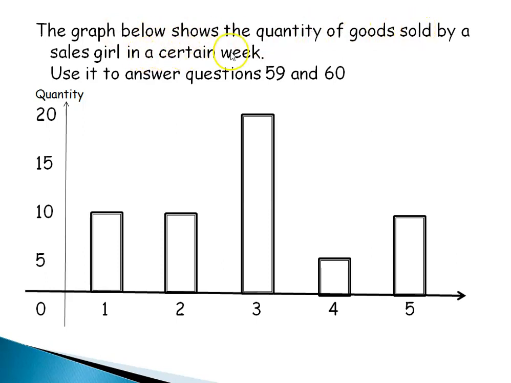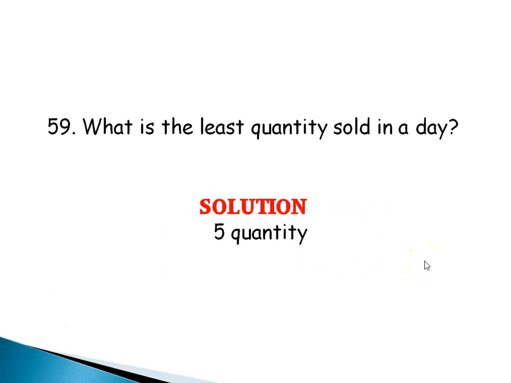Alright, now this question says the graph below shows the quantity of goods sold by a sales girl in a certain week. Use it to answer questions 59 and 60. Did you see that? So this is the quantity and these are the days. For day 1, she sold 10, day 2, she sold 10, day 3, 20, day 4, 5, and day 5, 10. Did you see that? So we're going to use this graph to answer questions 59 and 60.